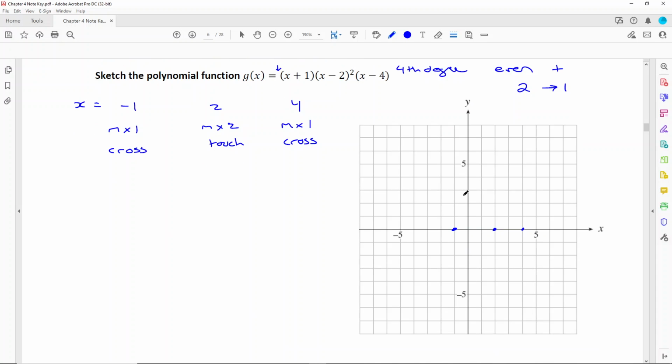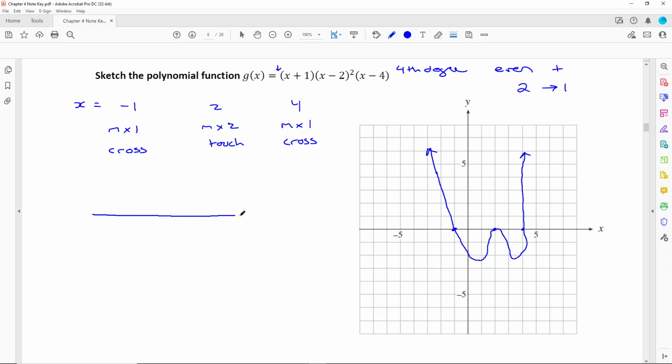So if I was to do this, I'm going to start in quadrant 2. If I do it right, I'll end in quadrant 1. I don't really have control over that once I start graphing. But what I'm going to do is start in quadrant 2, cross through, just touch, and then cross through again. That was a bit wonky, but you know what I mean. And that's it.